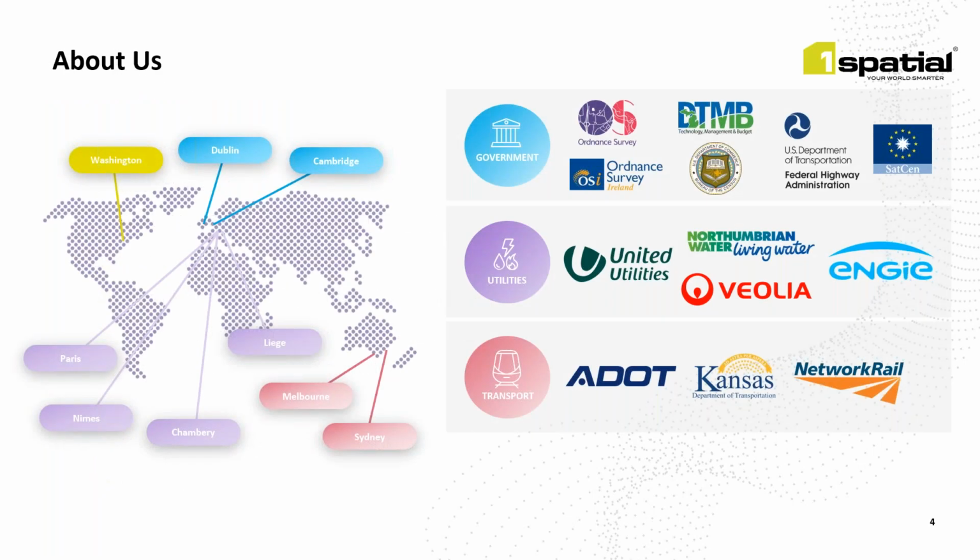So I'm going to start with a little bit about One Spatial in case you are unfamiliar with us. On the left there is a map of our offices, and you can see that we are an international organization. We've got offices all over the globe. And on the right there, you can see a collection of some of our customers. They are split into three main sectors that we at One Spatial focus on, and that is government, utilities, and transport.